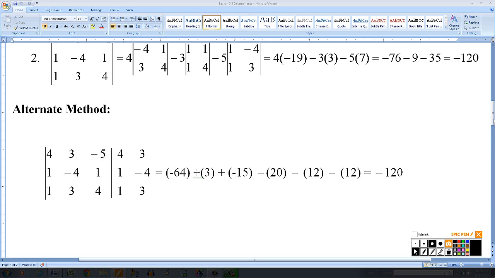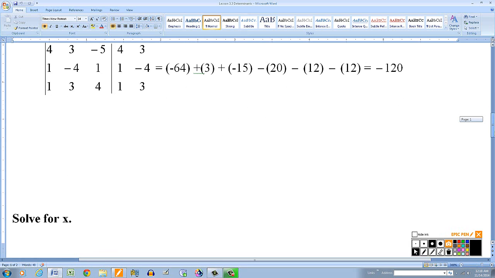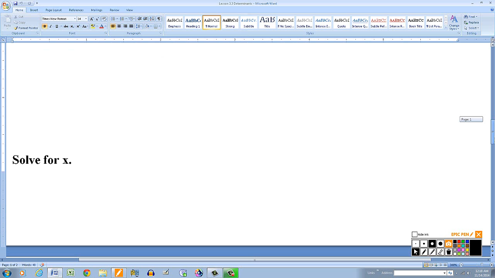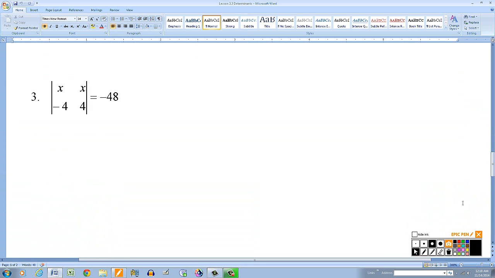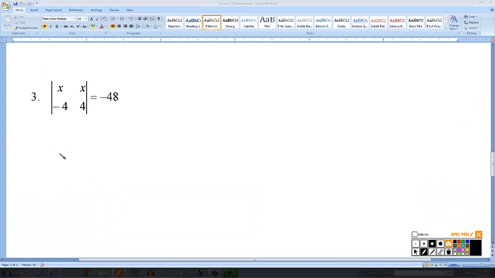Now you can have some applications. Solve for x. So this is an equation. It could be a 2 by 2 determinant, or a 3 by 3, but you want to solve it. So very easy to do. All you have to do is just apply the procedure on the left side. It's a 2 by 2.